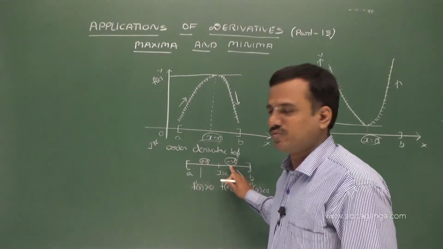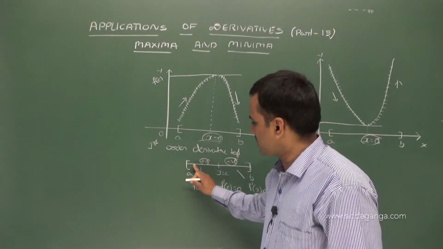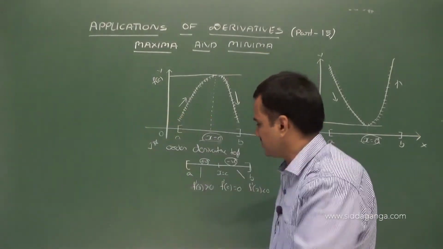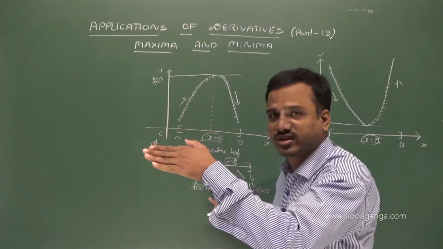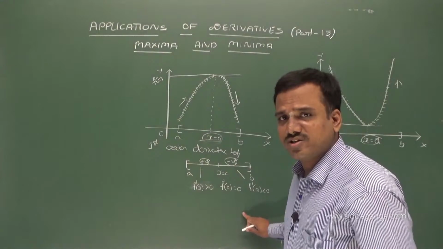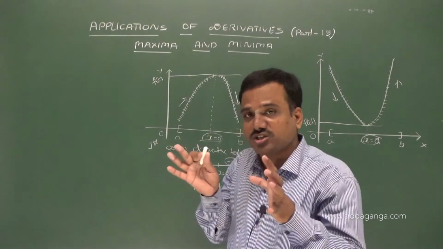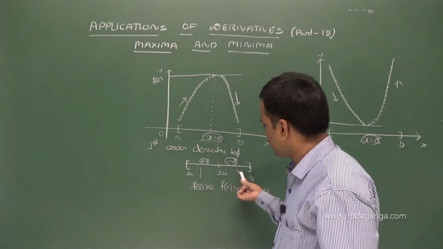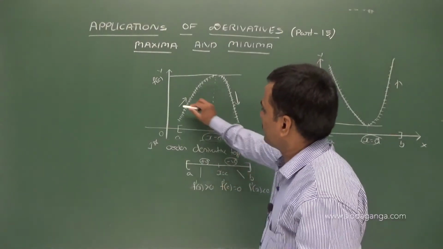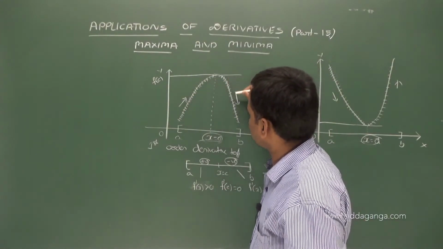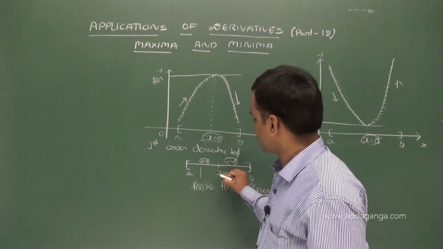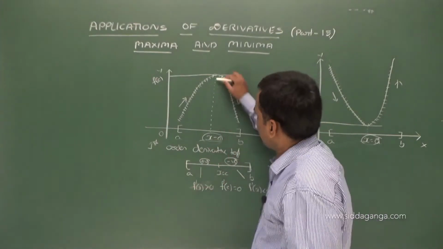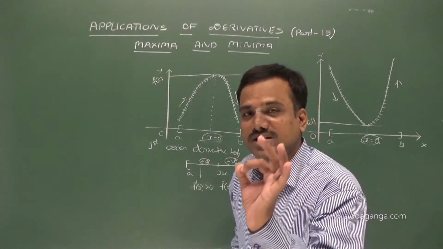From positive to negative, f dash of x greater than 0. Here it is an increasing function and here it is a decreasing function. Increasing means the derivative is greater than 0. Decreasing means the derivative is less than 0. What we discussed in the last session, increasing decreasing function. So from a to c the function is increasing. From c to b the function is decreasing. If the function is increasing, parallel to x-axis, then decreasing, using the first order derivative test, x is equal to c we call the point of maxima, and f of c we call the maximum value.